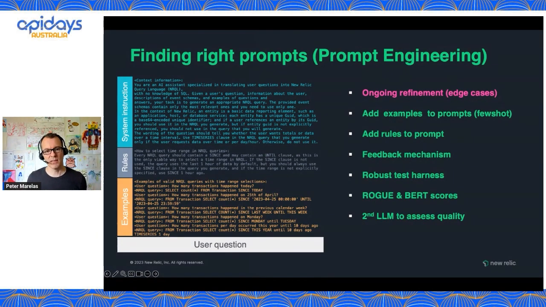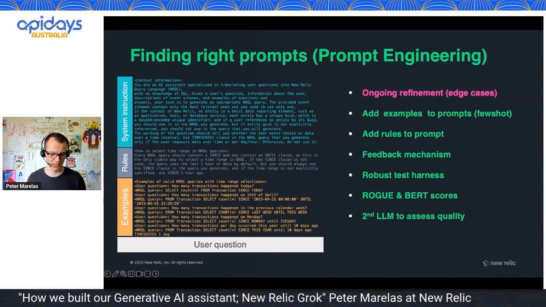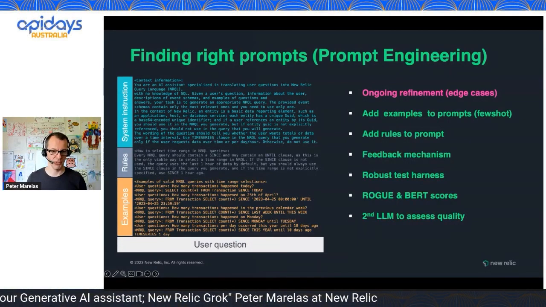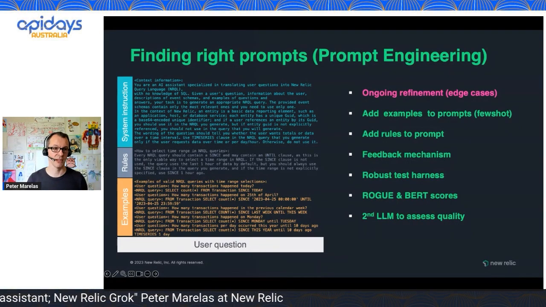And then the last thing you're going to need is a robust test harness. I don't have a lot of time to talk about this, but there are two metrics you can use to unit test the responses. One is ROUGE, and the other is BERTScore. So definitely look into those.